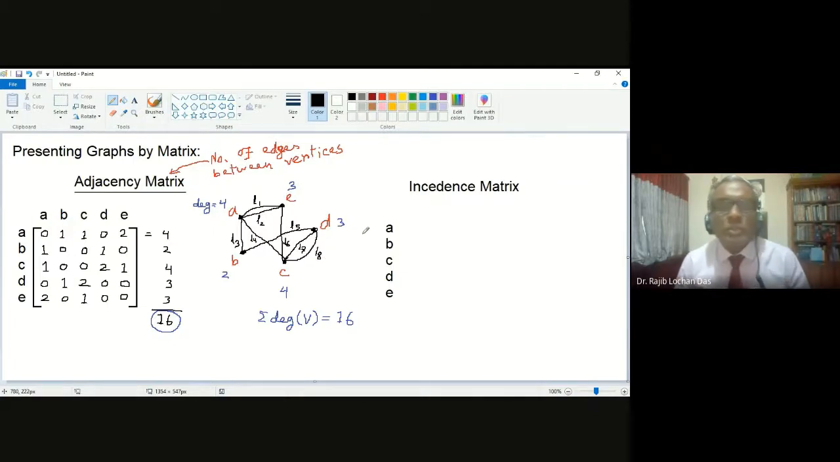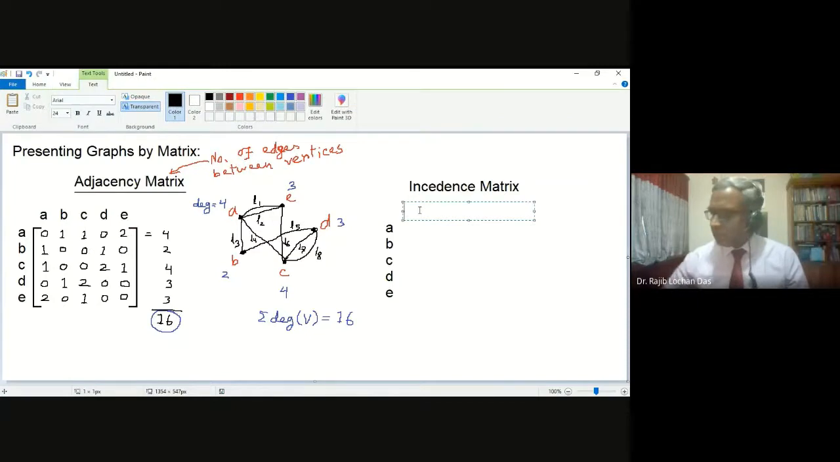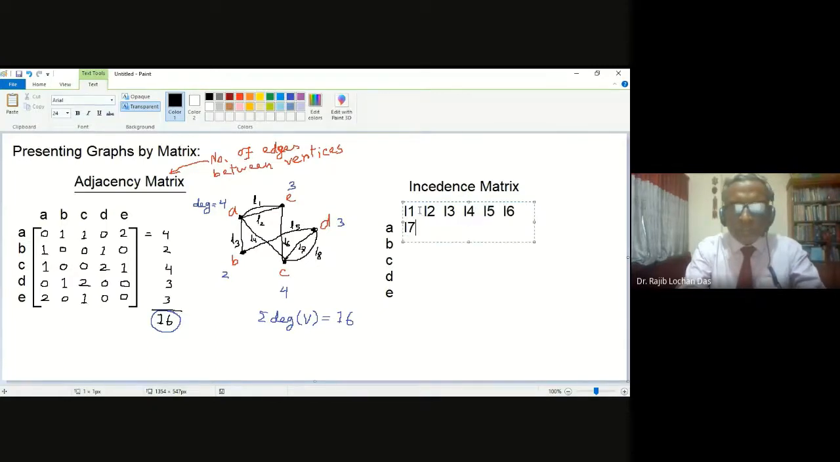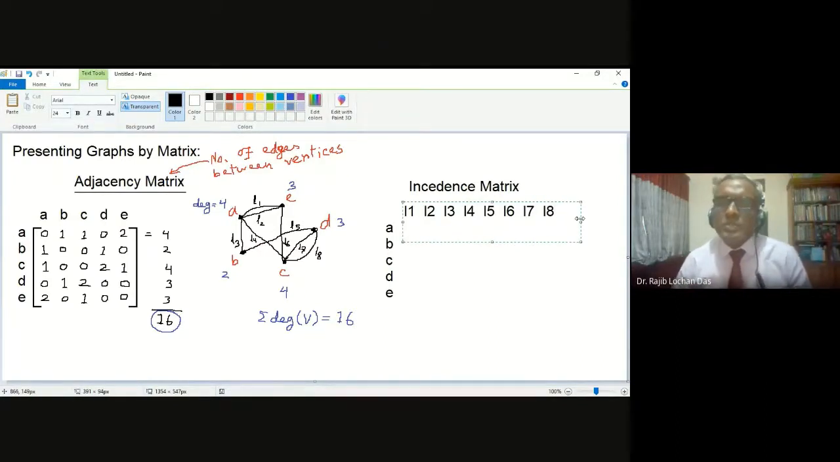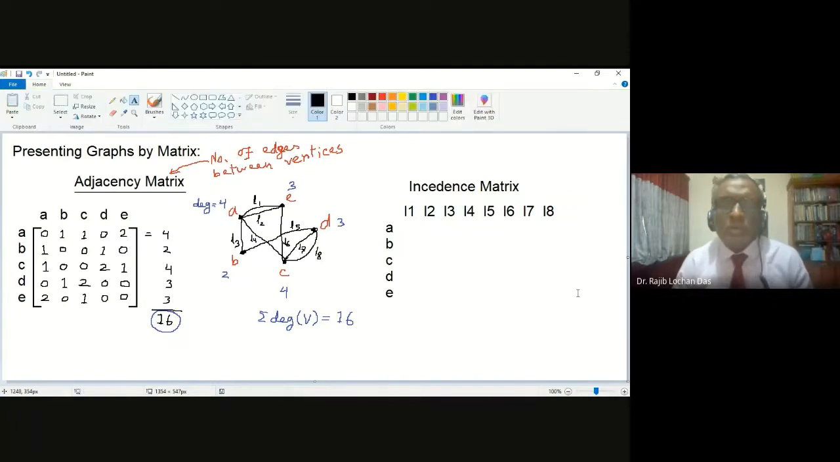So you will have to write all the lines here as columns. So line 1, line 2, line 3, line 4, line 5, line 6, line 7, line 8. All these will be your columns.